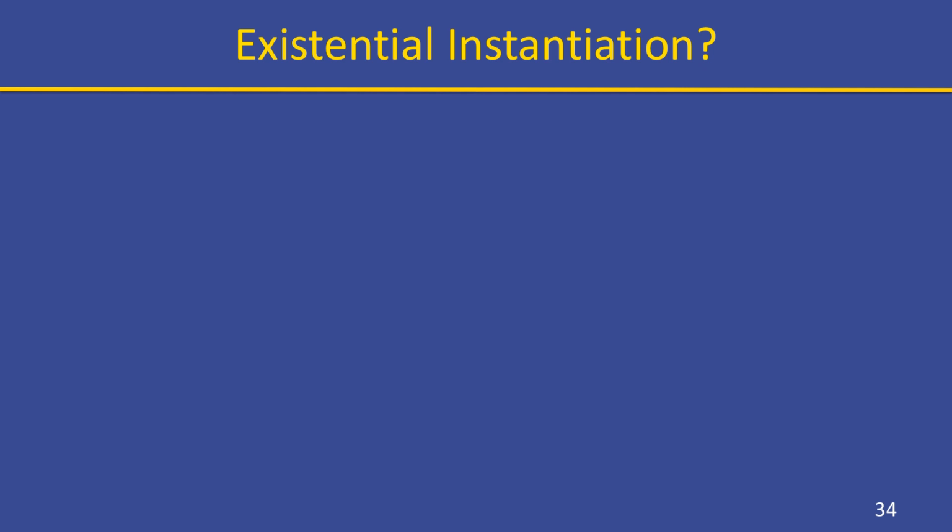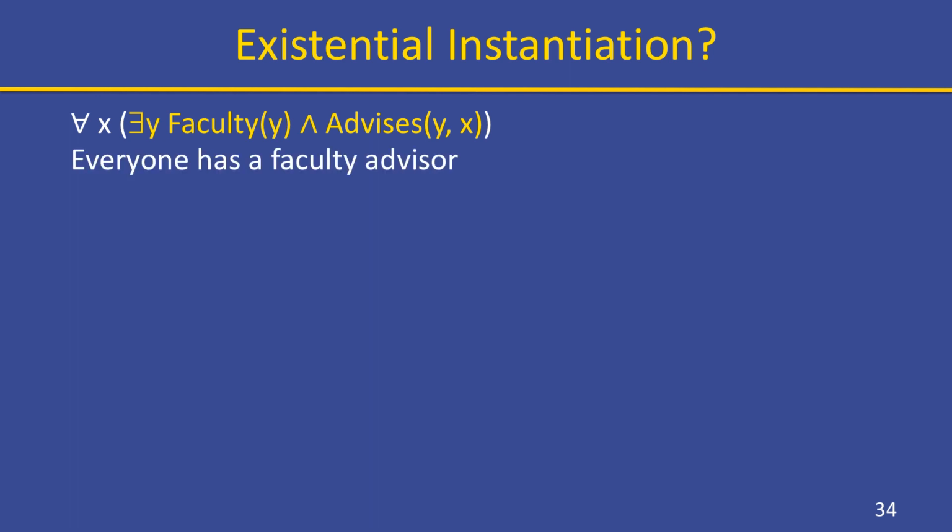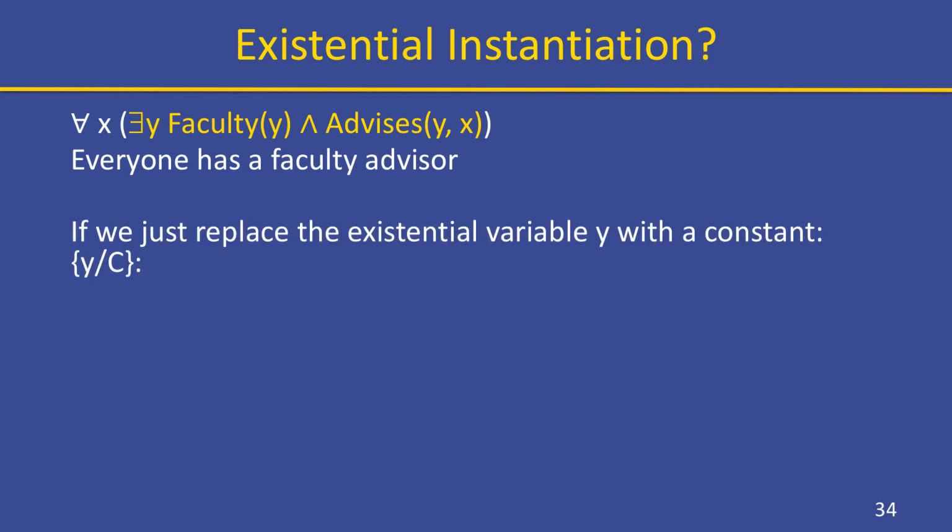Let's see if existential instantiation works in this next example. For all x, there exists y such that faculty(y) and advises(y, x). So in English, this sentence means everyone has a faculty advisor. Now, existential instantiation tells us that we can replace the variable y with a Skolem constant. So what happens here if we just replace the existential variable y with a constant? We get for all x, faculty(C) and advises(C, x).